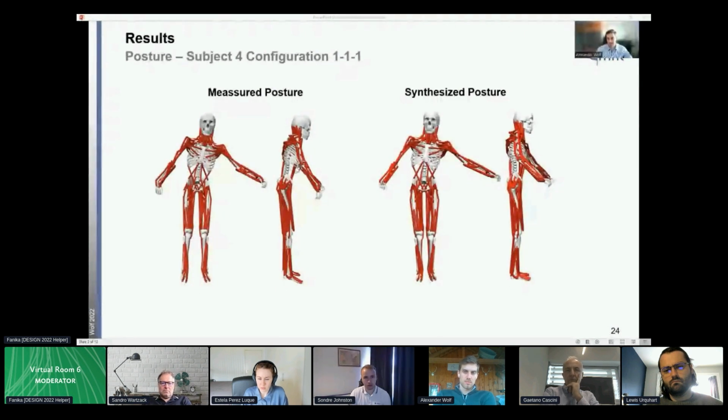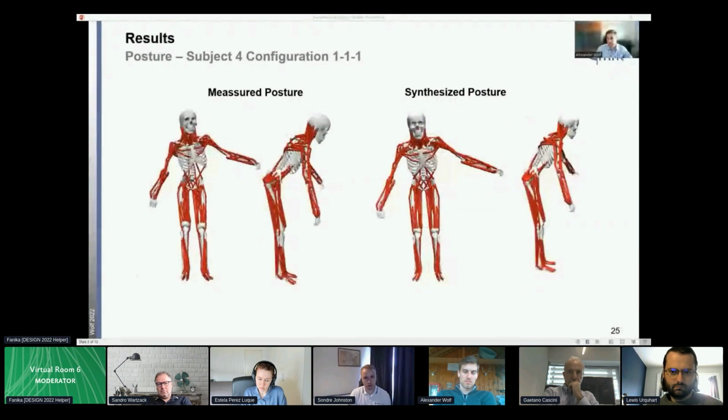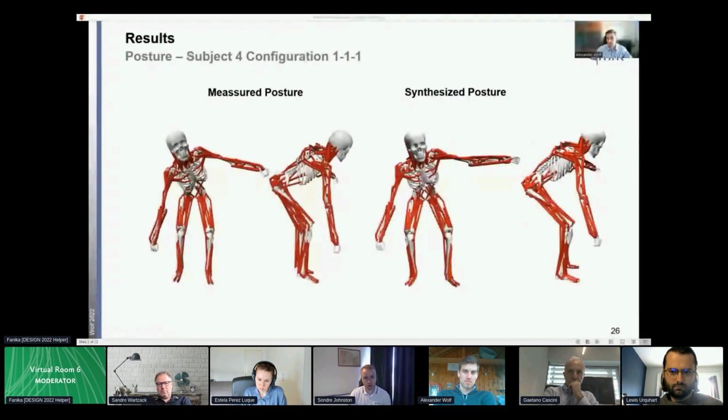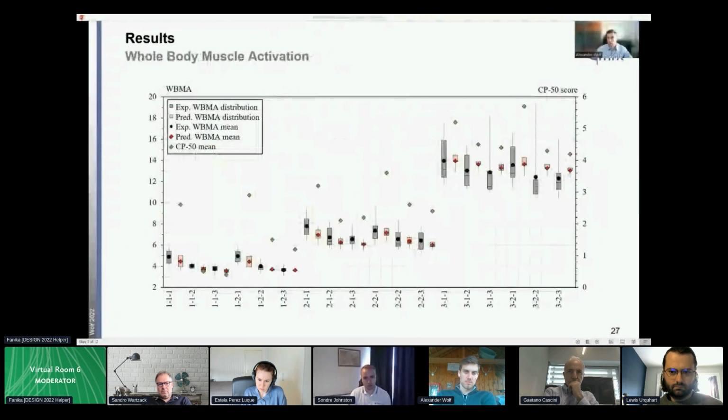First, some qualitative results where we compare the measured posture on the left-hand side to the synthesized posture. And as you can see, they fit quite well, as they do for virtually all the postures we had in our study. A more quantitative way to compare it is using the whole body muscle activation, as you can see here. You see the different product configurations down here, and the whole body muscle activation of the experimentally measured postures against the predicted whole body muscle activation. The whole body muscle activation is the sum of all muscle activations needed to support the posture.